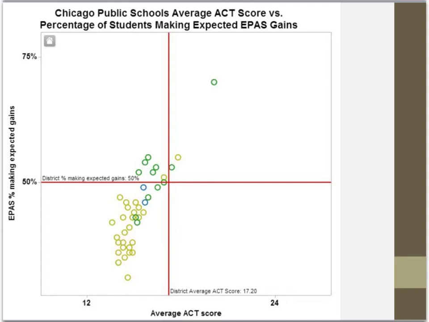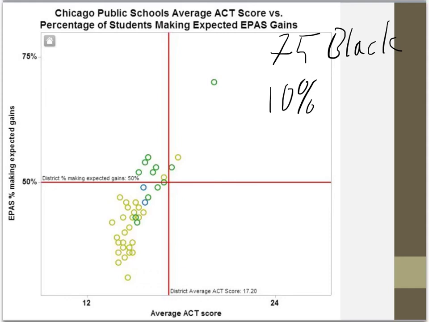talking about income anymore, but a school to appear on this plot must have at least 75% African American students. Okay, 75% of the students are black to be on this graph. And there must be at least 10% of the school that has an IEP, so 10% of the school is involved in special education in some way.